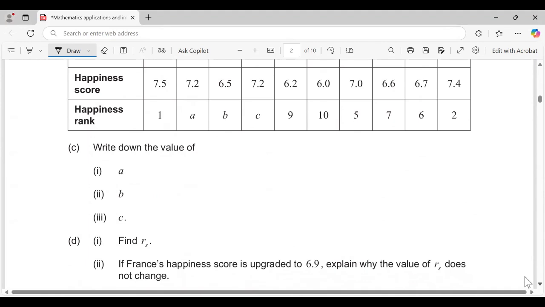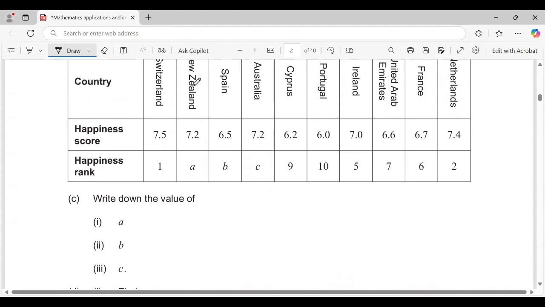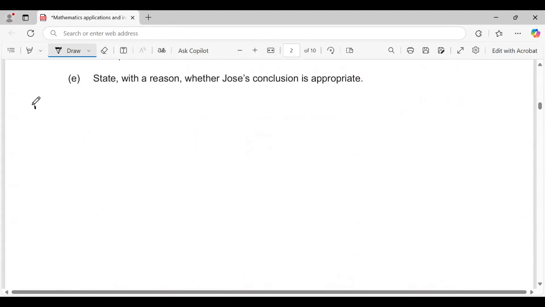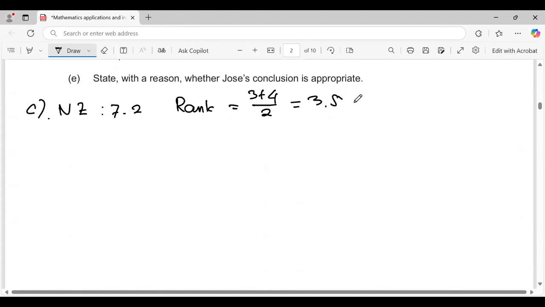The New Zealand happiness score is 7.2, and it ranks equal 3, so 3 plus 4 over 2 equals 3.5. So it means A equals 3.5.